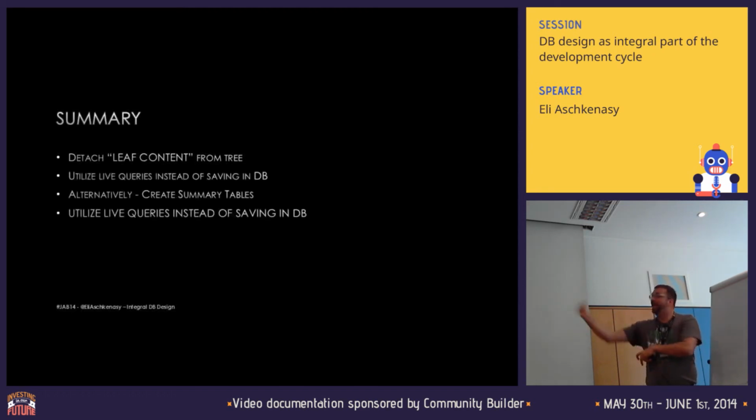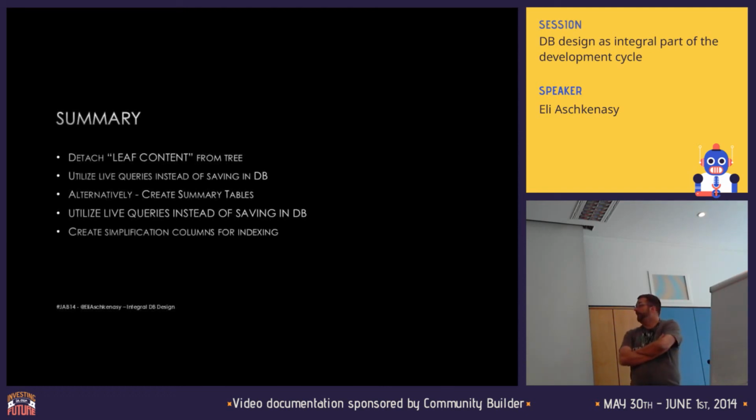Utilize live queries instead of saving it to the database. That's the path thing. Create a summary table. Somebody here? Yes, that was you. Absolutely. If you have to have it, fine. But then put that outside and do all the logic on it. And even better, now all of a sudden you can have cache validation. You don't have the cache validation problems that you have in normal cases. Utilize live queries instead of saving into the database. Simplification columns, whether that's the simplification column or the simplified index, as Beat said.